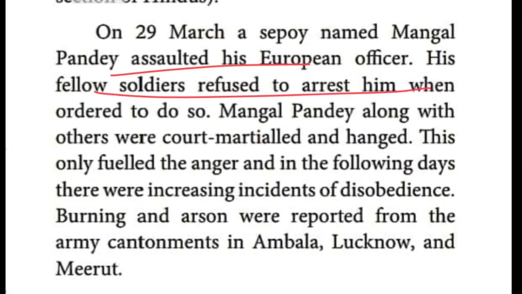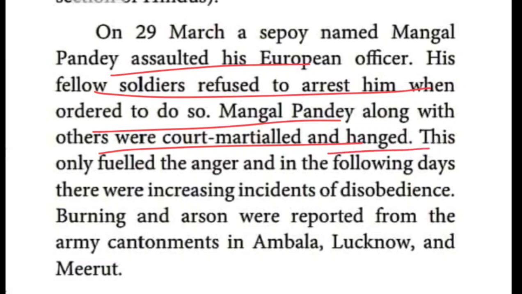So at once, the European officer told the soldiers to arrest Mangal Pandey, but they also refused to do that. So Mangal Pandey, along with others, was court-martialed. What is meant by court-martialed? Trial by a court, that's the meaning, and hanged.